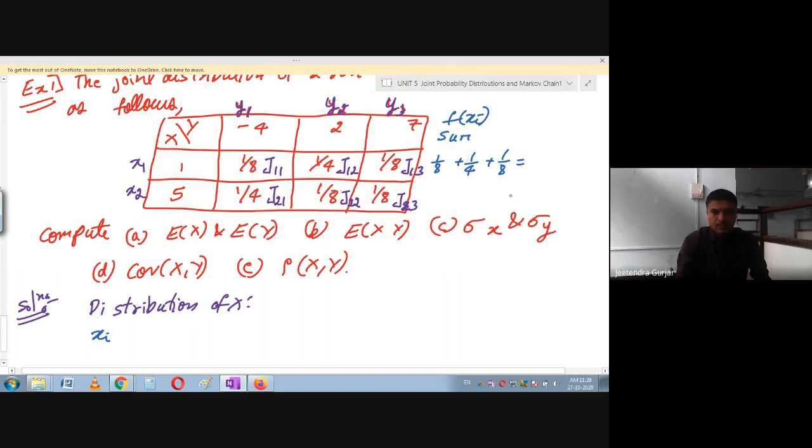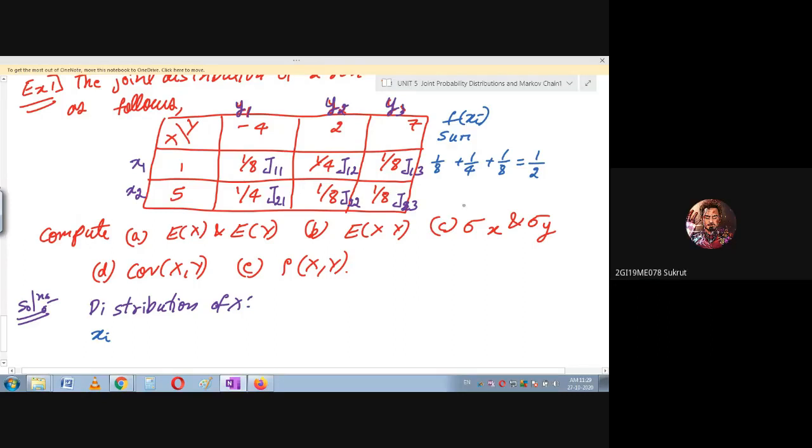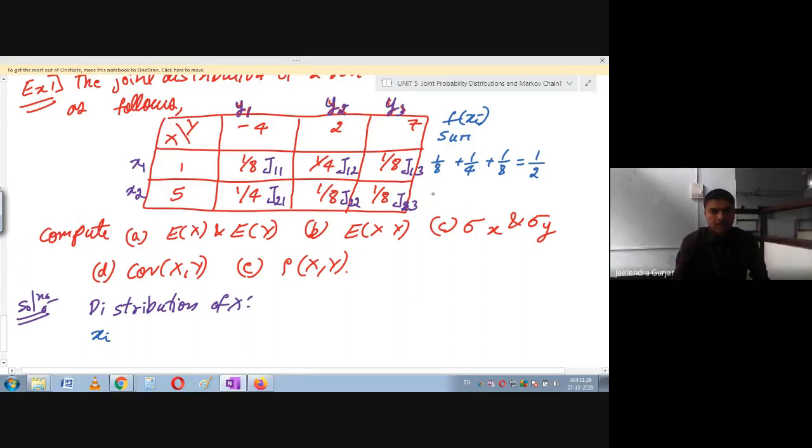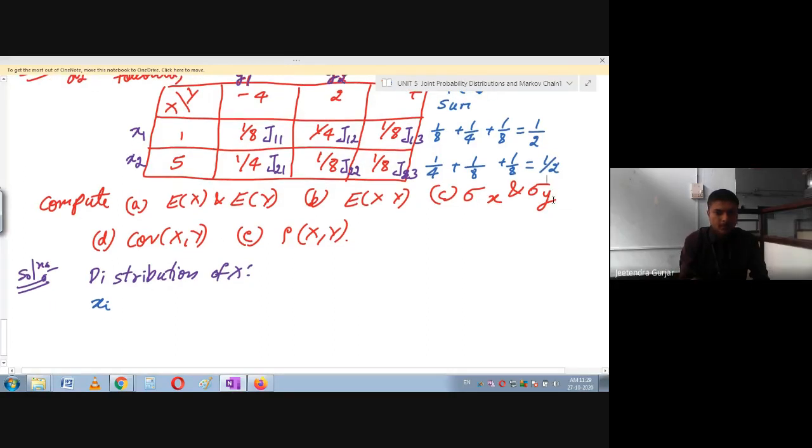Yes, I think you have got. If you simplify, 1 upon 2, is it correct, students? Please check once again. Yes, sir. Yes, very good. Thank you. Similarly, we'll go for the distribution of x for x2. So what will be for x2? Please tell me. 1 upon 4 plus 1 upon 8 plus 1 upon 8, which is equal to 1 by 2. Very good.